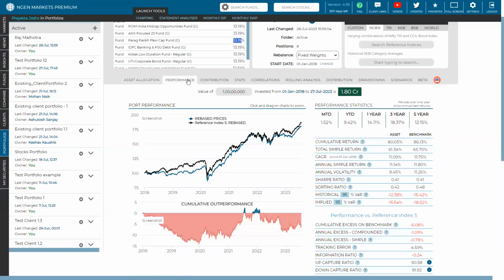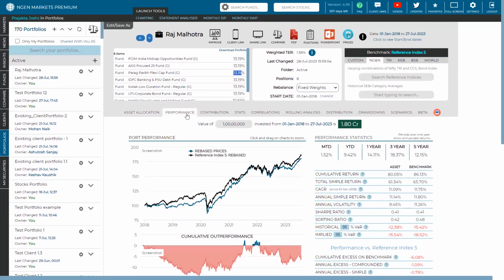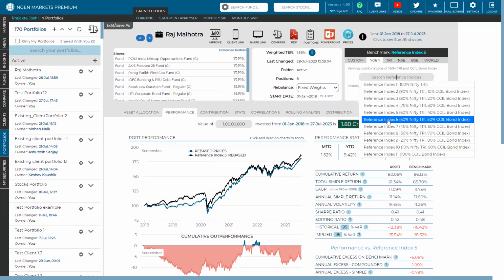Next, moving on to the performance analysis of this portfolio against a benchmark. So let's benchmark the portfolio against a reference index. Currently, it's being benchmarked against reference index 5, which is a combination. This has, of course, been auto-benchmarked against an index with a combination of 60% Nifty TRI and 40% CRISIL bond index. That's the closest that this combination could find to the particular weightages in the portfolio. You can, of course, customize this.